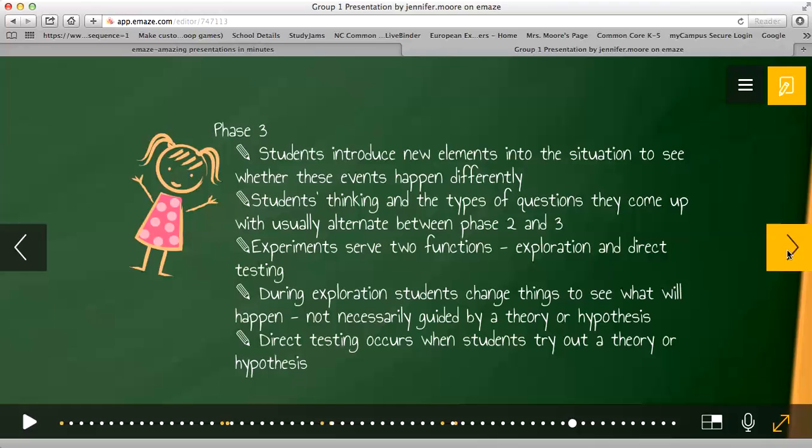Students' thinking and the types of questions they come up with usually alternate between Phase 2 and 3. Experiments serve 2 functions, exploration and direct testing. During exploration, students change things to see what will happen, not necessarily guided by a theory or hypothesis. Direct testing occurs when students try out a theory or hypothesis.